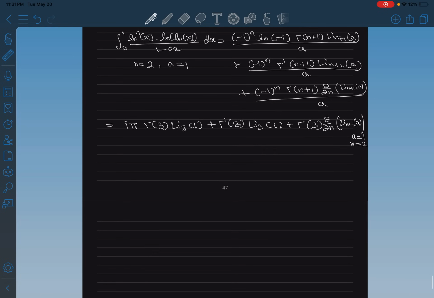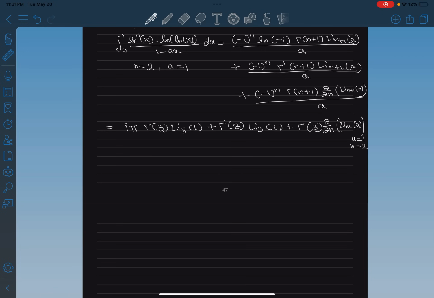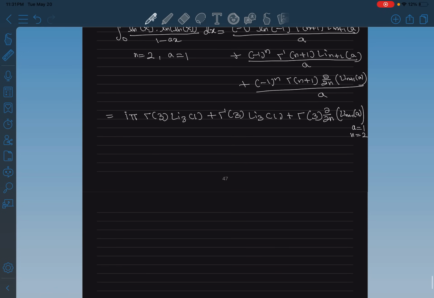Okay, to find the partial derivative of the Li function, let's see how we can actually go. First of all let's find that and then we'll substitute all the values. We know that Li_{n+1}(a) is basically the sum from k equals 1 to infinity of a^k divided by k^{n+1}, right?